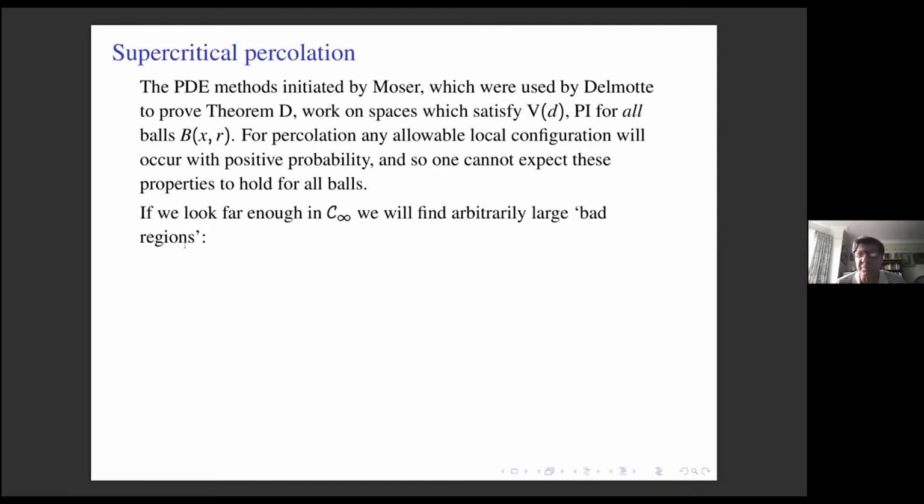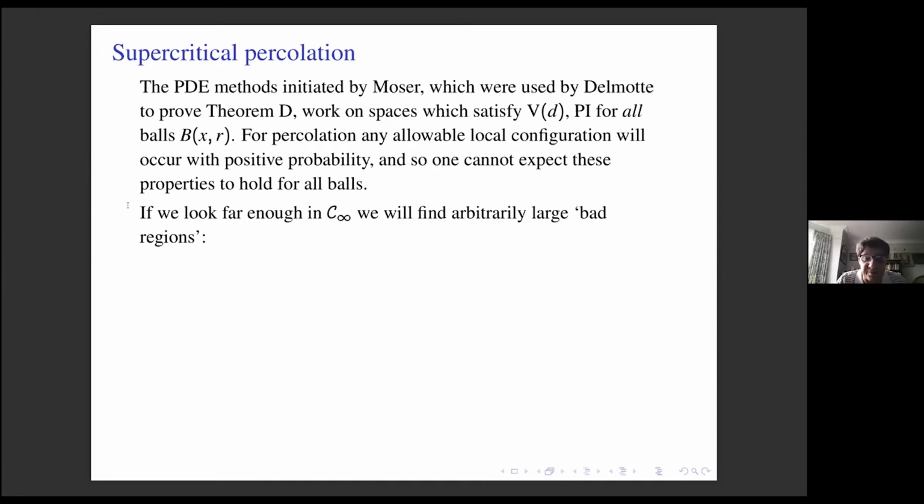So with this theorem in mind, we can now turn to supercritical percolation. The first problem that we encounter is that the PDE proof methods assume that the space satisfies the volume estimates and the Poincaré inequality for all balls. But for percolation, it's very clear that any allowable local configuration can occur with positive probability. And so you cannot possibly expect these properties to hold for all balls.